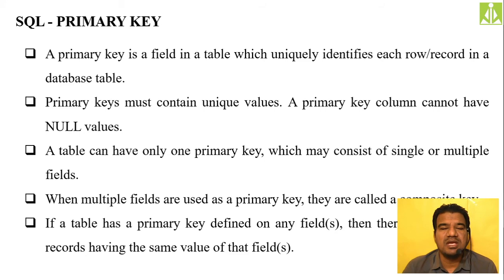This primary key should not be null. When you are imposing a primary key on a table, it will not accept null values. It should always contain a value. A primary key must contain unique values, not only not null, but also unique. So we can say this primary key constraint is a combination of not null and unique constraint.